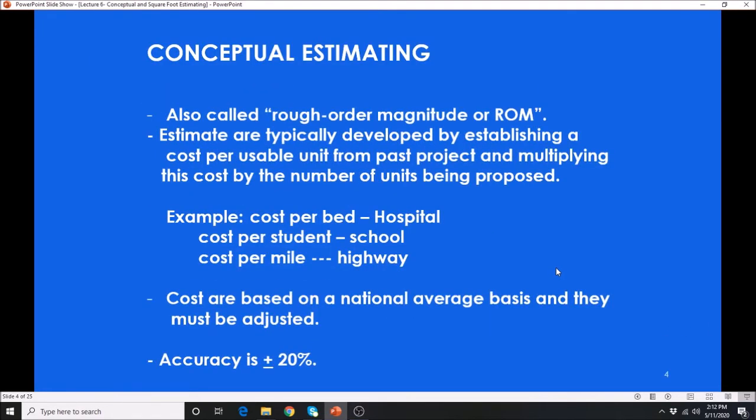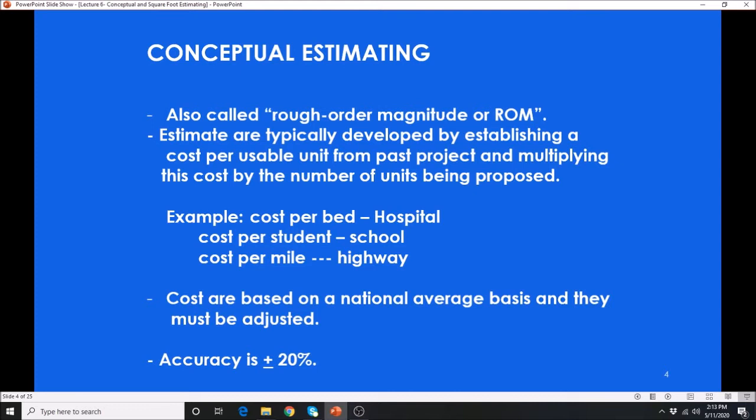This particular estimating is also called the rough order of magnitude, or commonly known as the ROM. For this type of estimate, you will be based on very little information or description about the project, such as when you are building a hospital, how many bed capacity, or if there is a school, how many students capacity, or if there is a highway, the mileage or the length of the highway. Again, we'll be using the tables from your textbook.